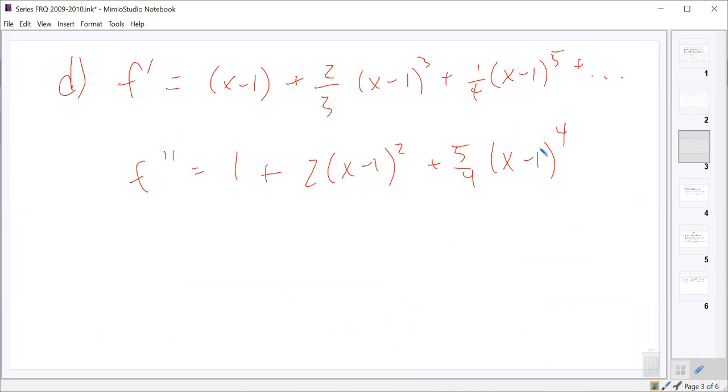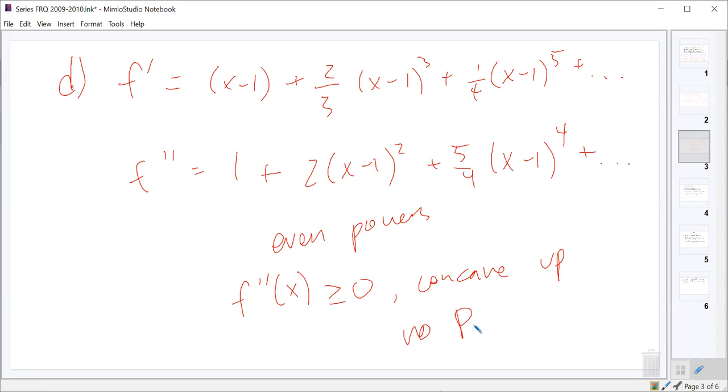And what are we going to notice about each of these? Yeah, the powers are all even. So what does that tell you about f double prime? It's always greater than or equal to 0. And so therefore it's always concave up, so no points of inflection.